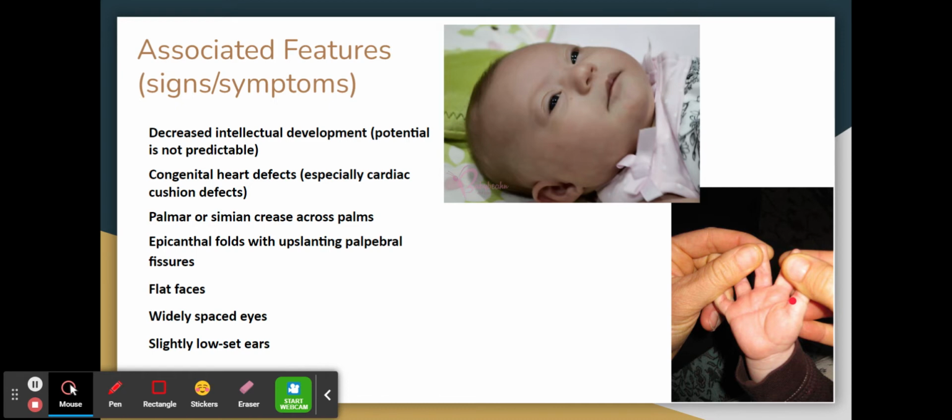So it's one flat line that goes across. And that line sometimes is only on one hand and it's not associated with Down syndrome. But if you see it on both hands, it's a marker. It's not diagnostic, but it does kind of point you in that direction. And then we have the epicanthic folds, those little folds here. And like I said, the upslanting of the palpebral fissures, the flatter face, the widely spaced eyes, and then low set ears.